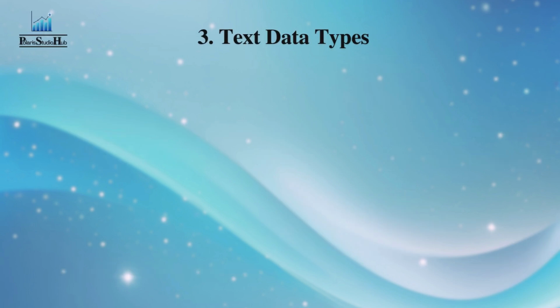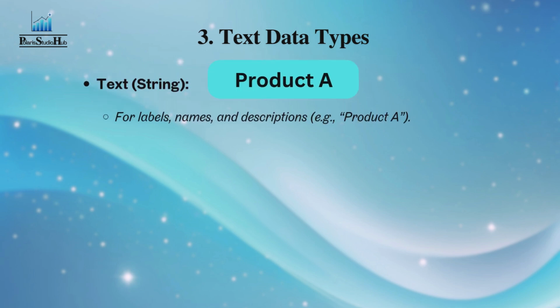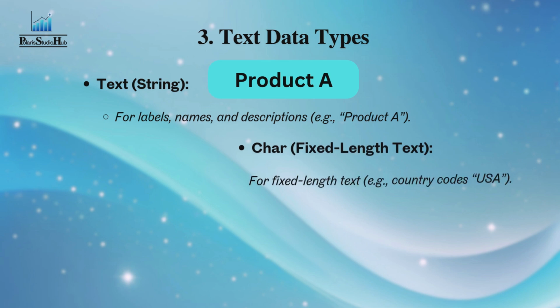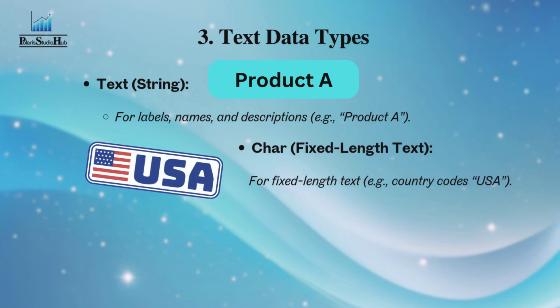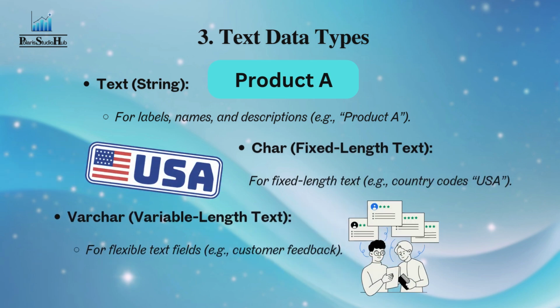Let's look at text data types, essential for anything descriptive. Text or string is your go-to for names, labels, and general entries. Use char when you need fixed-length fields, like country codes. And varchar for fields where text length may vary, perfect for customer feedback or flexible inputs. Keeping your text fields clean and consistent improves the clarity and usability of your reports.